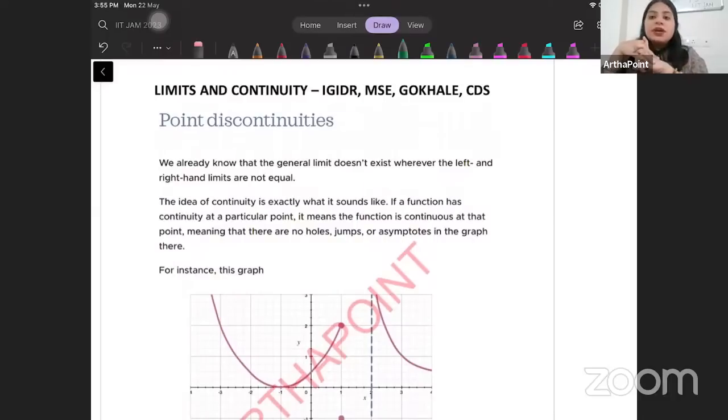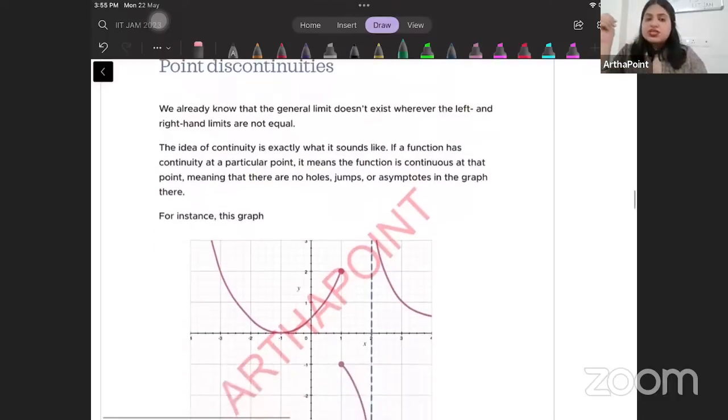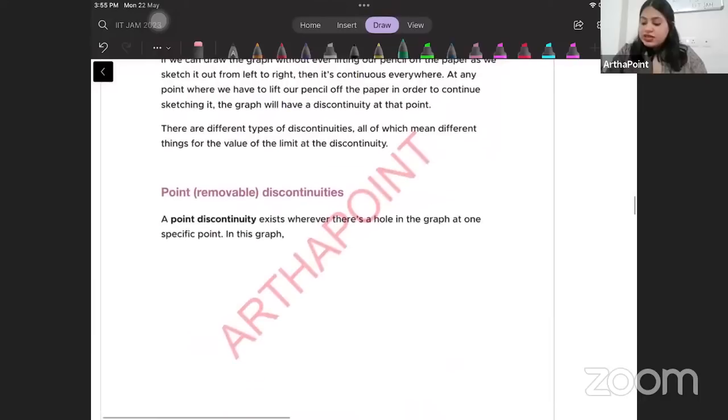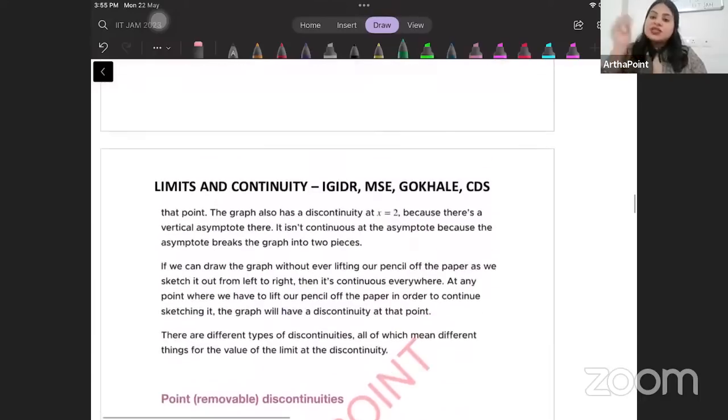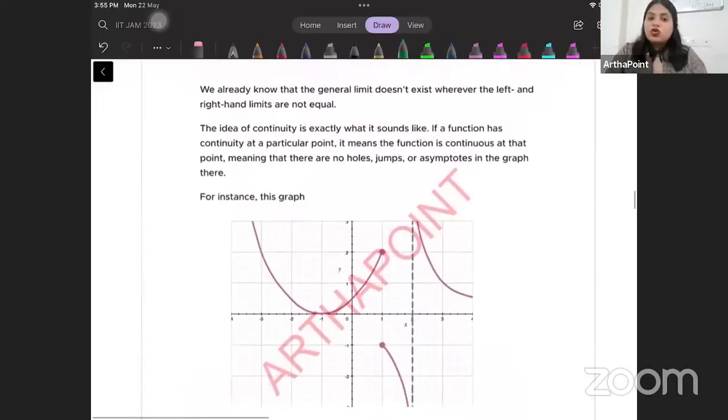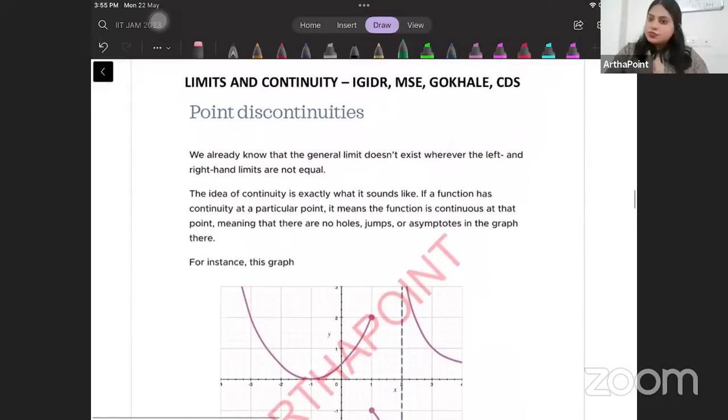Now, beta, there are multiple discontinuities that may arise. So I'm going to take these discontinuities, point discontinuities, whether they are removable or not, in the coming classes.